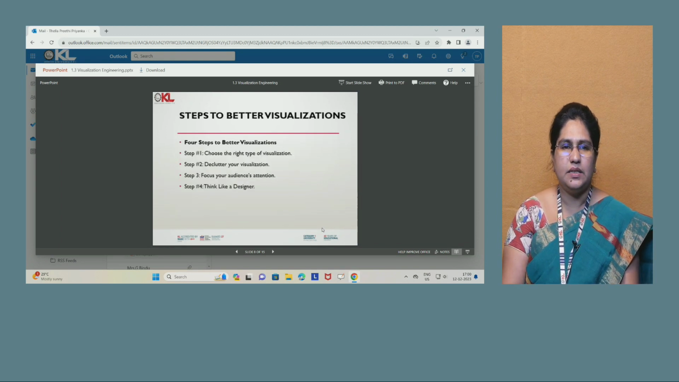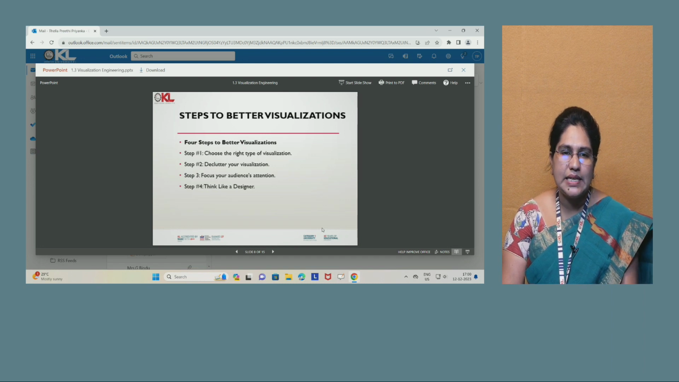What are the steps used to get better visualization? There are 4 steps used to get better visualization. Step 1 involves the right type of visualization. We have to choose the right type of visualization. After that, declutter your visualization. Then focus your audience's attention. Think like a designer. So the first step we have to concentrate on is to choose the correct one.